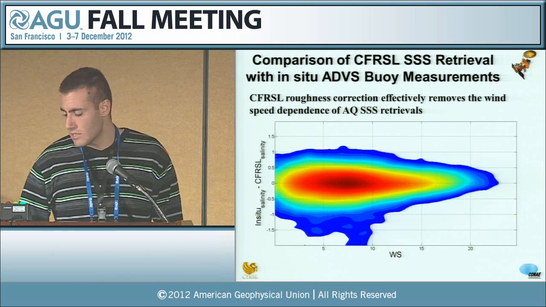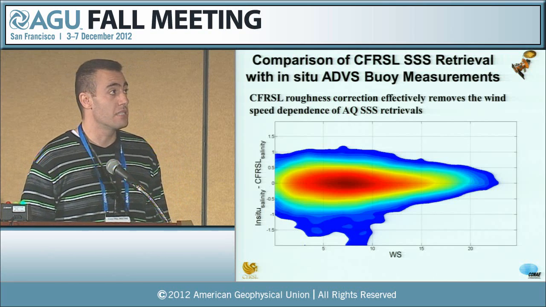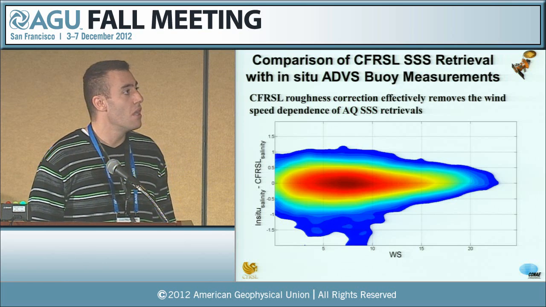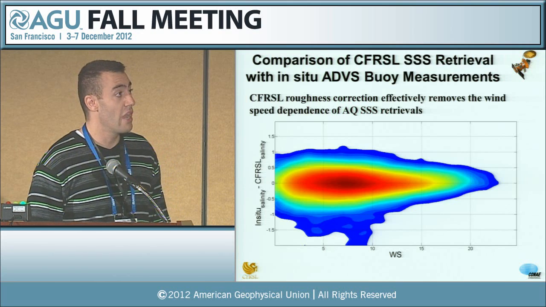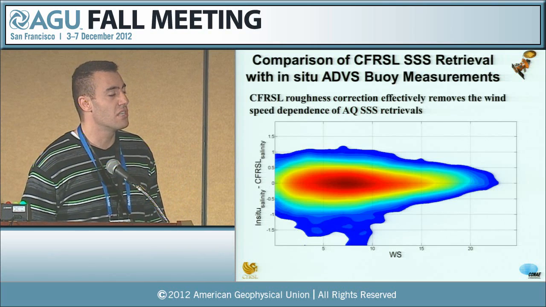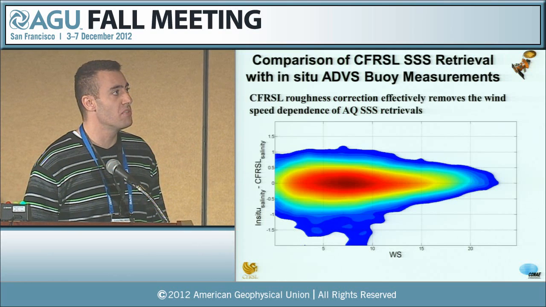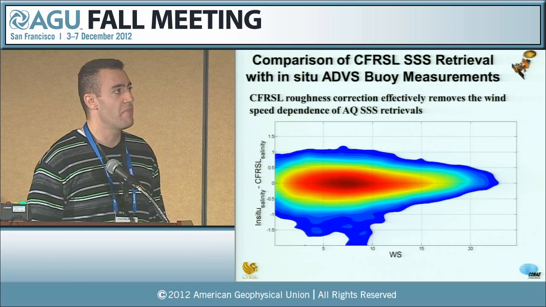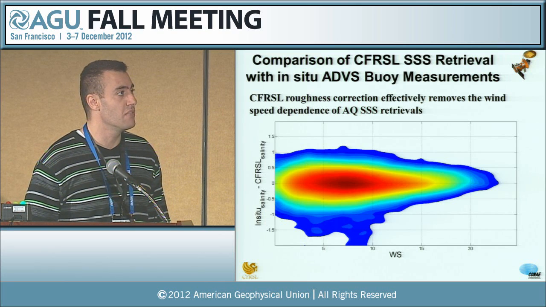To do further analysis, we used a co-located data set between the in situ buoys and the Aquarius measurements, surface TBs. We applied our roughness correction to those co-located surface brightness temperatures, and we obtained salinity, and we found the differences between the in situ salinity and the CFR salinity. As you can see, most of the differences fall within 0.5 and minus 0.5 PSU. There is no dependence on wind speed. Definitely there's a high standard deviation.